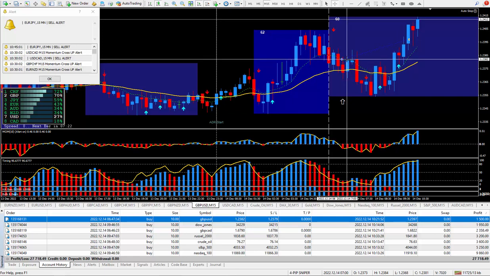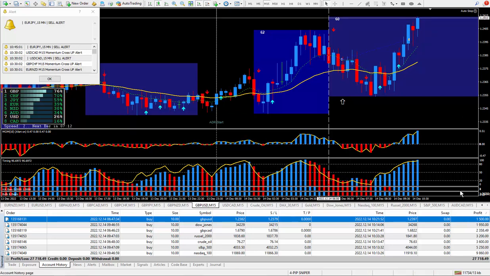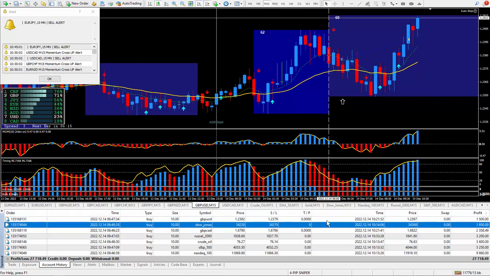Looking at the money, well, this should be 15 because it pays $10 for each pip. And there it is right there, 15 pips. Times the $10 times the lots paid out $1,500. Okay, let's move on to the next trade, which is the Dow Jones.